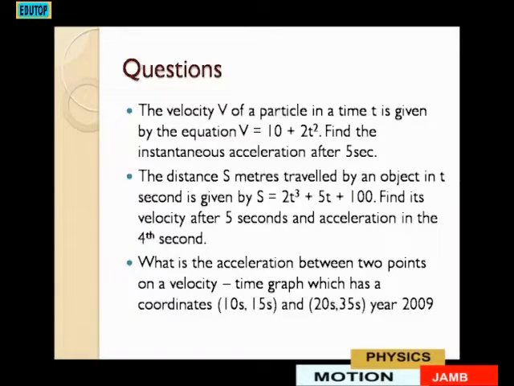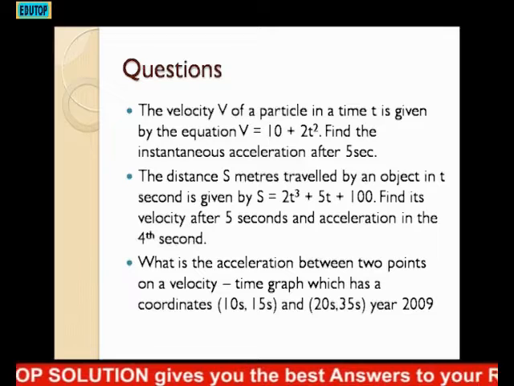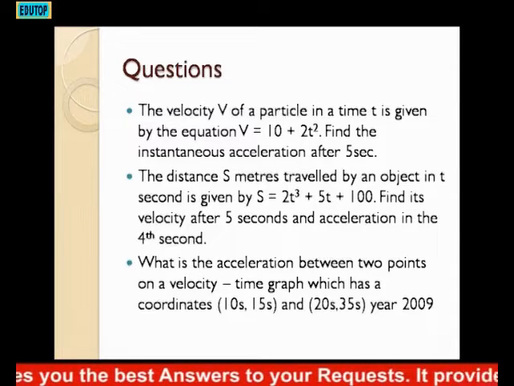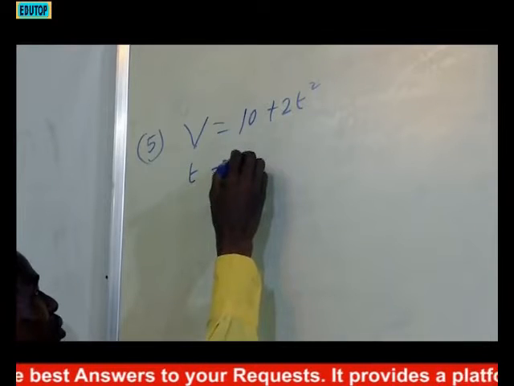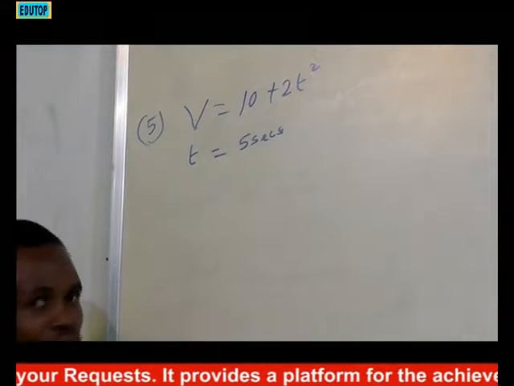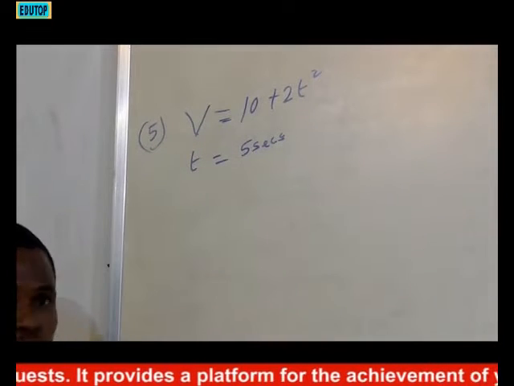Question number 5. The velocity v of a particle in a time t is given by the equation v equals 10 plus 2t squared. Find the instantaneous acceleration after 5 seconds. That is, time is 5 seconds. What are we going to do to this?